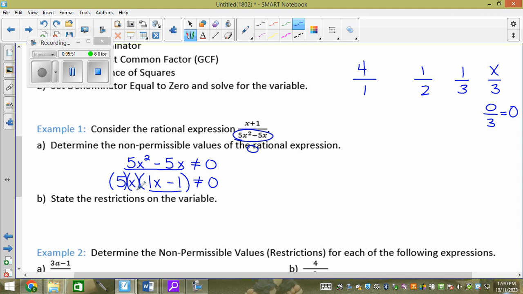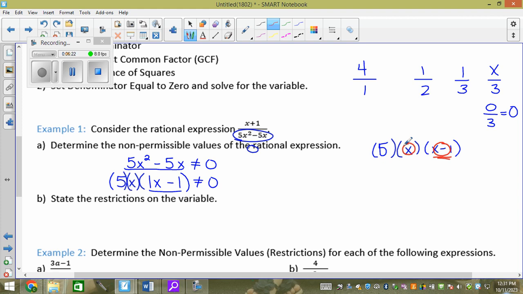For example, I have 5x and then x minus 1. If this turns to a 0, what's 5x times 0? 0. So that's a problem, correct? If that became a 0. 5 times 0 times x minus 1 is still 0, correct? So technically, we need to find out all the x's that would make those brackets be 0.